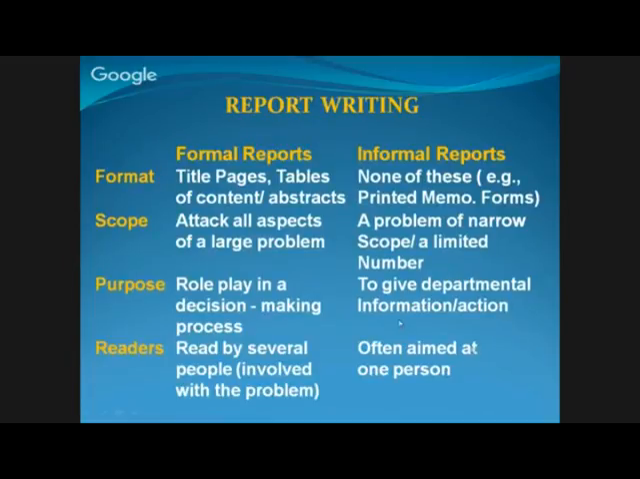So the format of a formal report contains the title page, table of content, and abstract. Table of content kyun chahiye hota hai? Because it contains the number of chapters or headings in the way they are written in the text and on which page they are appearing. So as a reader, I'm interested in reading a particular section, so I can locate that particular page very quickly and can go to the desired page. Okay, so table of content.